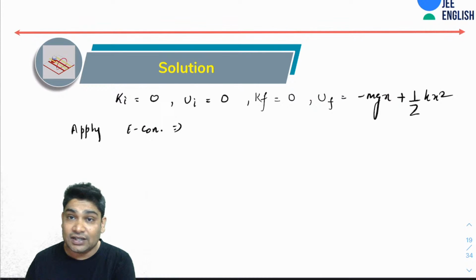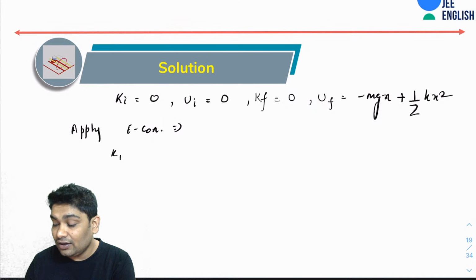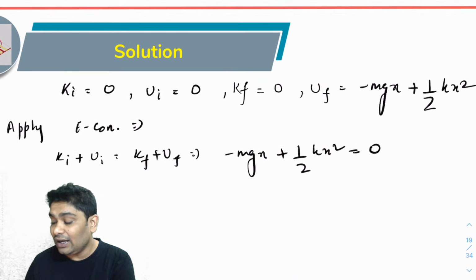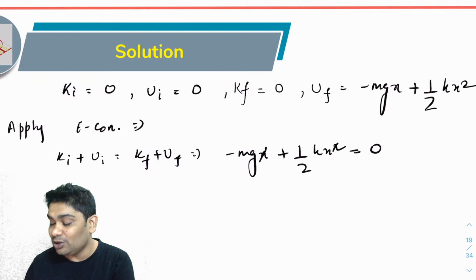So when you apply energy conservation, you realize that K initial plus U initial should be equal to K final plus U final, which would give you that minus mgx plus half kx squared equals 0. And from here, it is very easy to calculate what x is. x is 2mg by k.